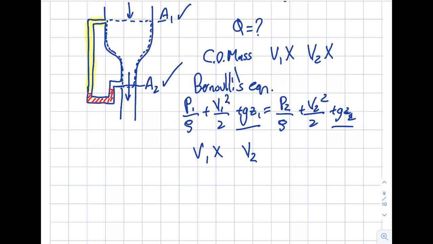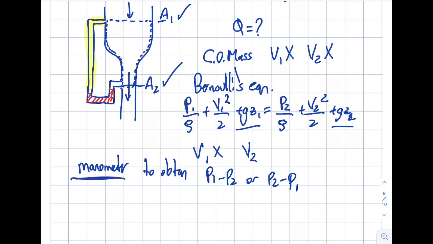Now let's look at this P1 divided by density and P2 divided by density, okay? So what I'm going to do is I'm going to use the manometer to obtain P1 minus P2, or P2 minus P1, equal to the same, right? And once I find this from the manometer, I will just plug it into here. And the two unknowns that I have in this equation will be V1 and V2, okay? And as you see, in the conservation of mass, I have V1 and V2 as well. So basically, I get two equations, two unknowns. You can find your V1 or V2. We need only one of them, right?